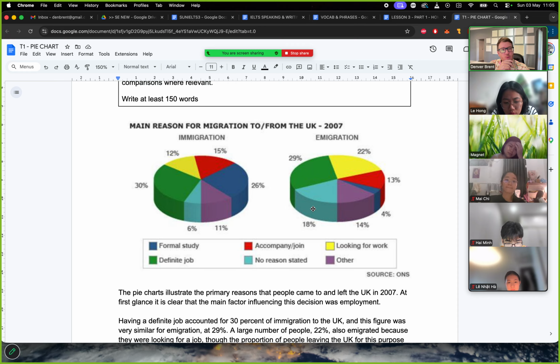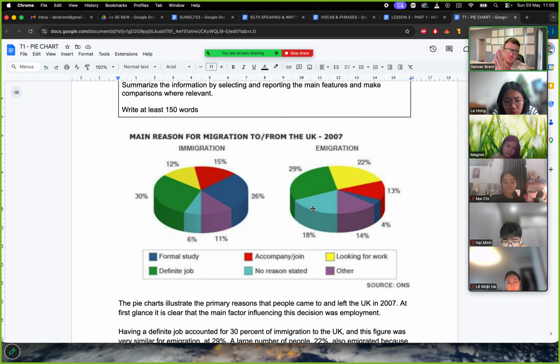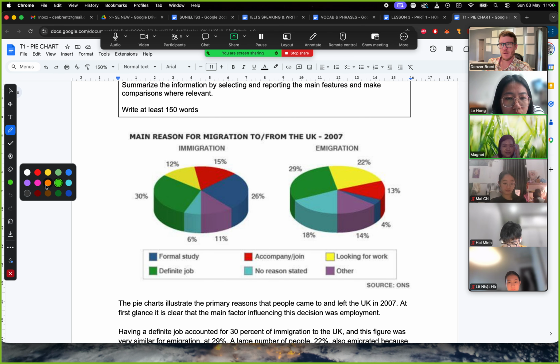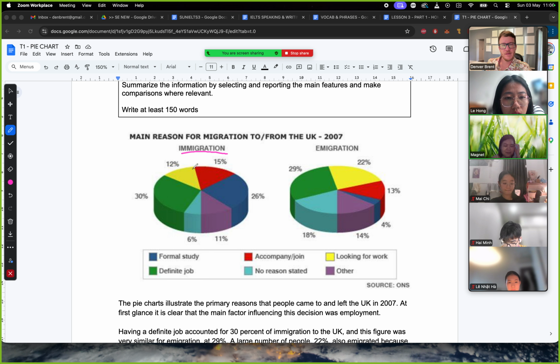So first of all, what are we looking at here? Who can tell me? The pie chart. The pie chart, yes. What is this pie chart about? The main reason for migration. Yeah. What is immigration? Migration means you go from country A to country B, but the main purpose here is to stay long term in country B.